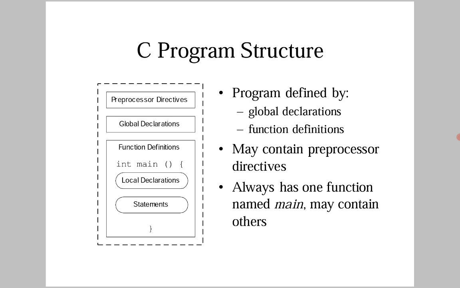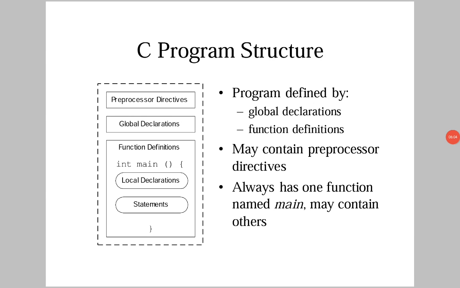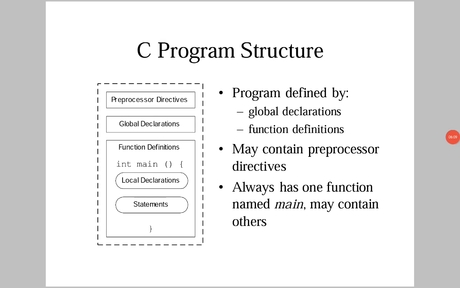This is called the structure of a C program. A program is defined by global variables or global declarations, function definitions, and preprocessor directives. Each and every C program must have a compulsory main function. Main function is the first function each and every C program contains.